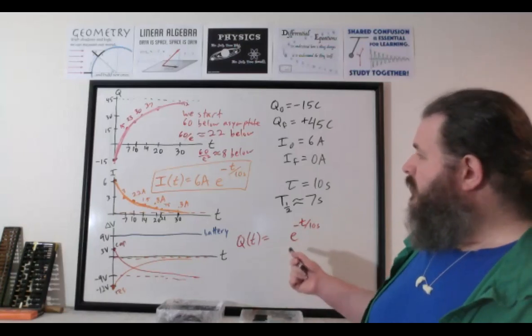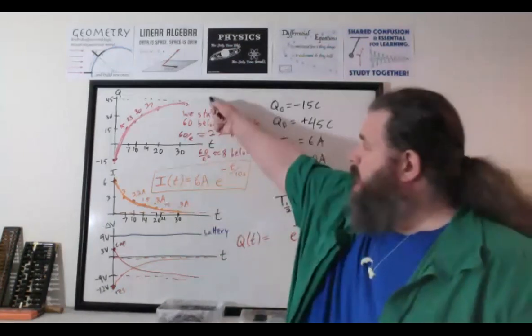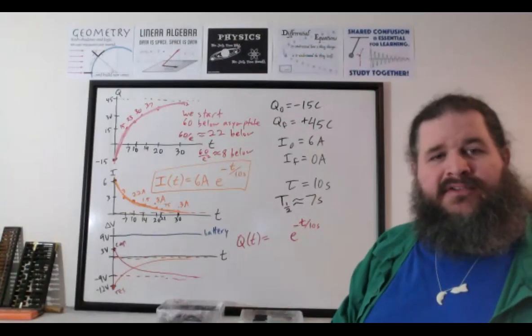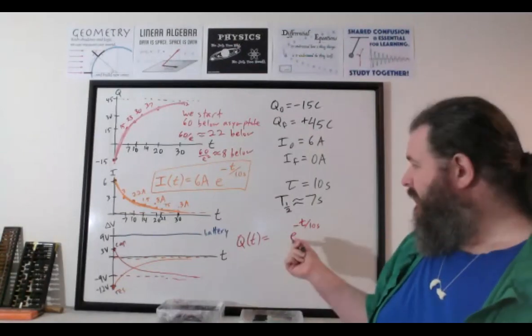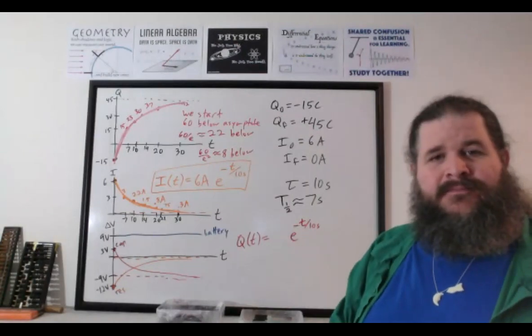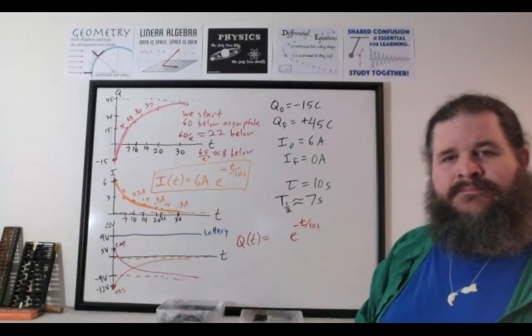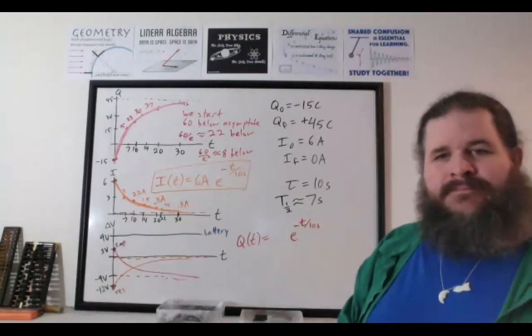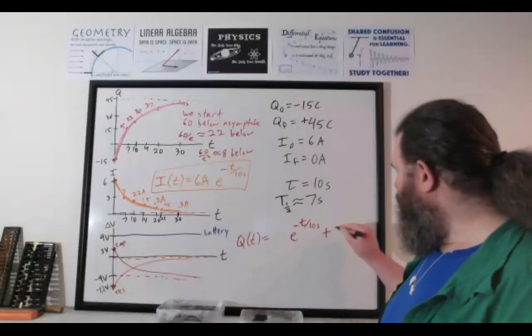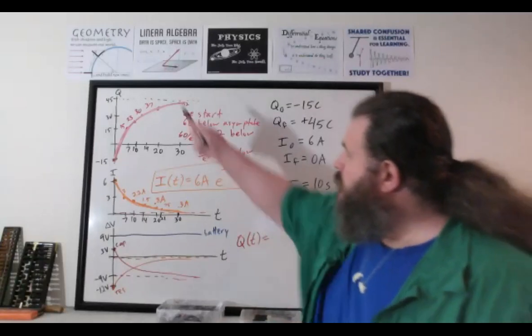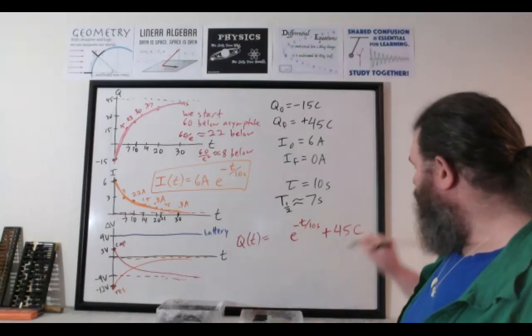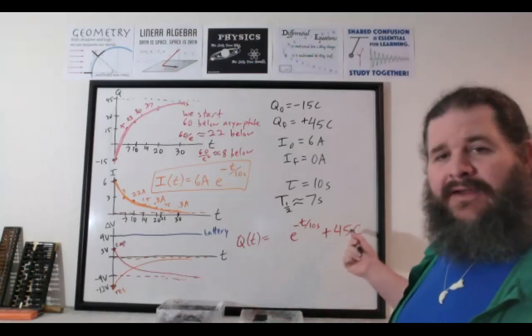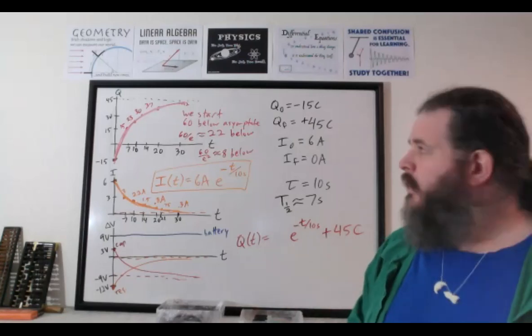But in this case, we don't want the asymptote to be 0. We want the asymptote to be 45. So how do we accomplish that here? What change do we need to make to the function? Yeah, we would add 45, specifically 45 coulombs, because that's the unit of measurement for charge. So plus 45 coulombs gives us the right asymptote.